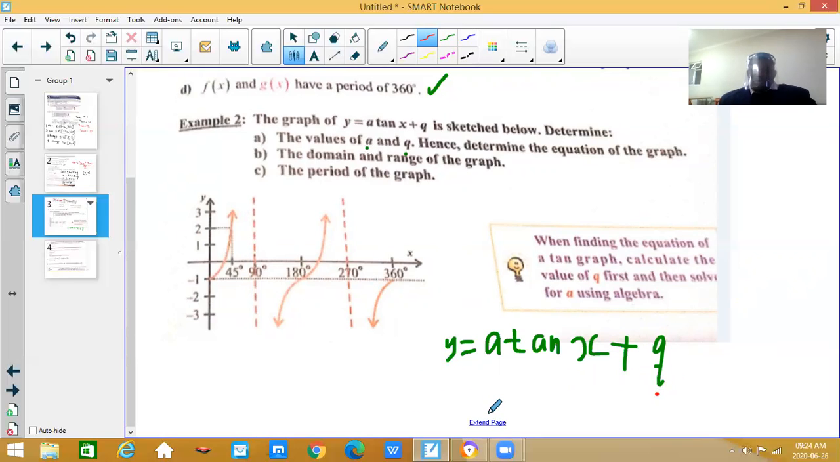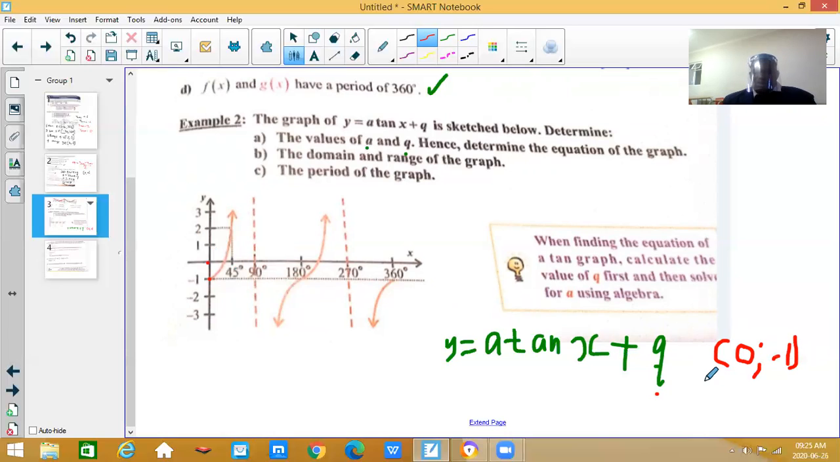Now, as we look at this one, for the value of q, this graph that we have, you just take a point. Normally, the tangent graph cuts at (0, 1), but this one cuts at (0, 0). But this one is cutting the y-axis. We are actually saying the y-intercept. The y-intercept is cutting at (0, -1).